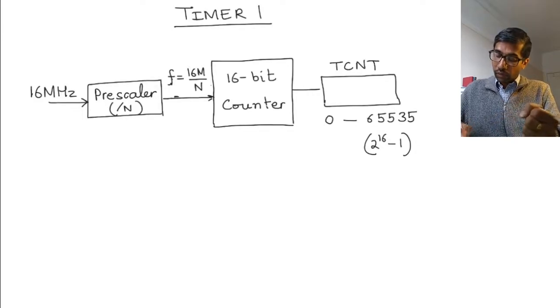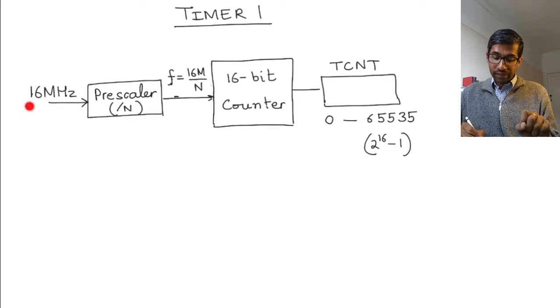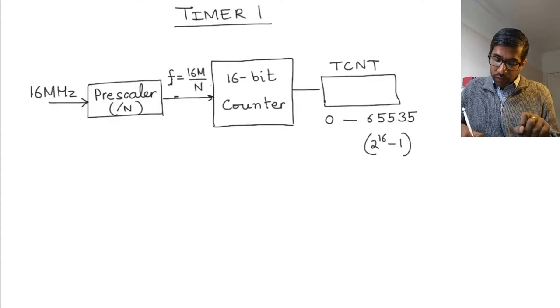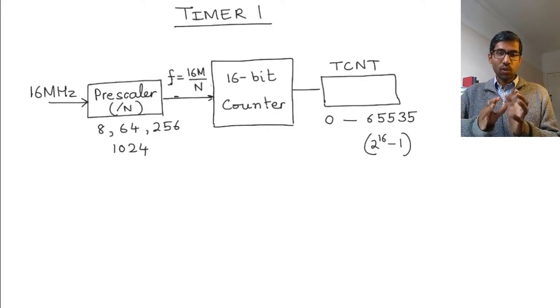The input to the counter is, of course, a clock, and that clock comes through a prescaler which divides the clock by a number n. Okay, so the system clock is 16 megahertz, and at the output of the prescaler you get a clock which is 16 megahertz divided by n. And in timer 1 this n can take values 8, 64, 256 and 1024, and you can change the clock to a slow clock or a normal clock depending on how you set your prescaler.